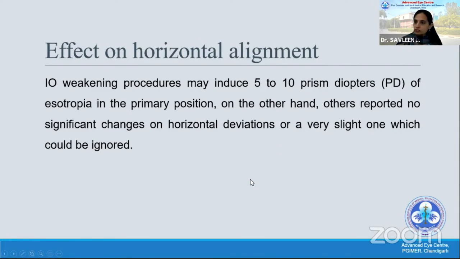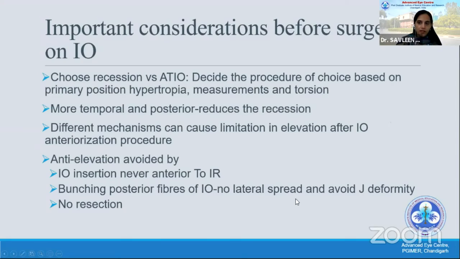And all these weakening procedures, including recession, induce a slight amount of esotropia, variably reported in different studies to the extent of 5 to 20 prism diopters. But others have also reported that there are no significant changes in the horizontal deviation. It's only the elevation and depression effects that are more prominent. So before considering any surgery on the inferior oblique, it is important that you choose the procedure depending on the primary position hypertropia, on the lateral gaze incompetence, the measurements, and also looking at the torsion effect, which sometimes is ignored when you look at clinical inferior oblique overaction.